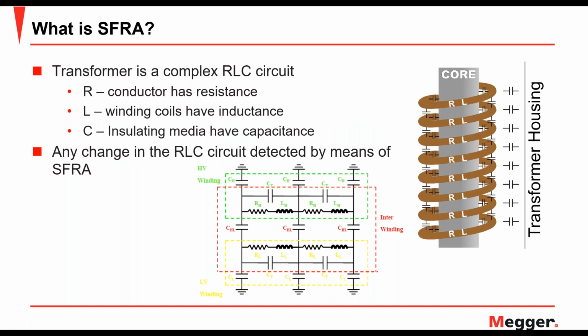The transformer can be considered to be a complex RLC circuit. If you talk about it in very simple terms, the transformer has windings in it. The windings are basically coils which are mounted on a core. The core is made up of laminated sheets of high grade steel, and that forms the magnetic circuit. The winding coils are mounted on the core, and through electromagnetic induction you have the transfer of electrical energy to magnetic energy, and then back to electrical energy.